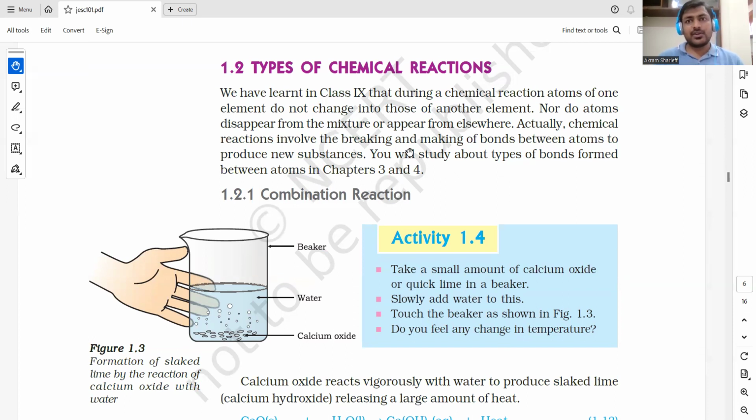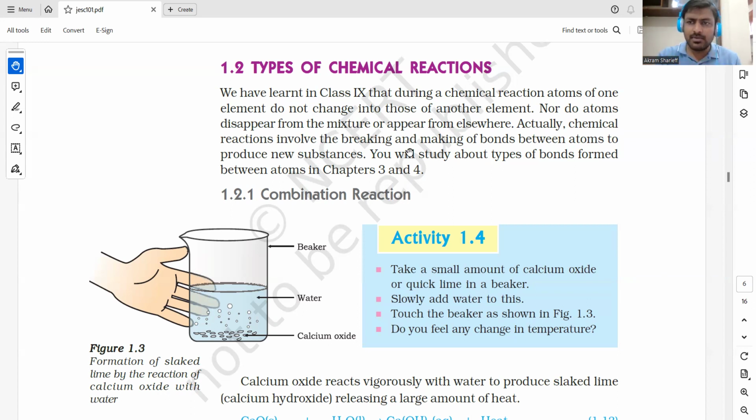So we have learned in class 9 that during a chemical reaction, atoms of one element do not change into those of another element. An oxygen atom will not become a nitrogen atom. It is not possible. Nor do atoms disappear from the mixture or appear from elsewhere. Actually, a chemical reaction involves the breaking and making of bonds between atoms to produce new substances. See here, oxygen is there and magnesium is there. Both the atoms are combining to form magnesium oxide, a new product, a new compound. But it is not that oxygen has changed to magnesium oxide, or magnesium has changed to magnesium oxide. They are combining, they are making a bond or breaking a bond.